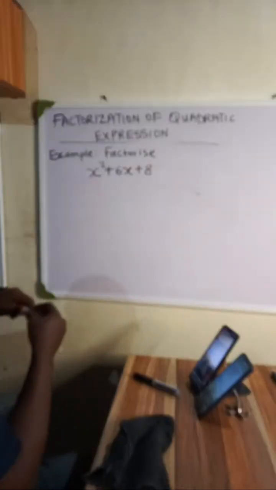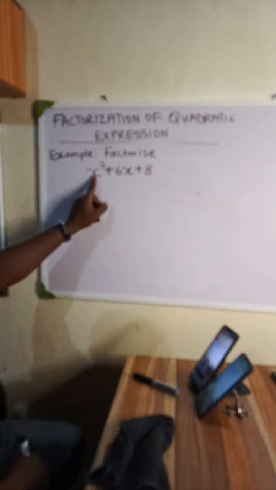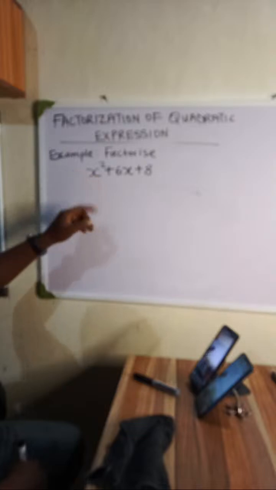First of all, whenever I see a variable, which is the alphabet, the number in front of it is called a coefficient.